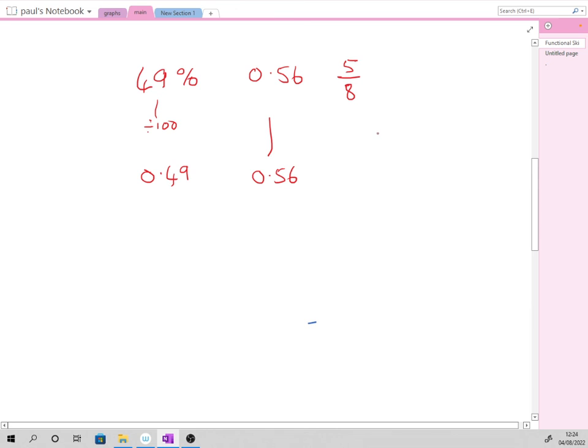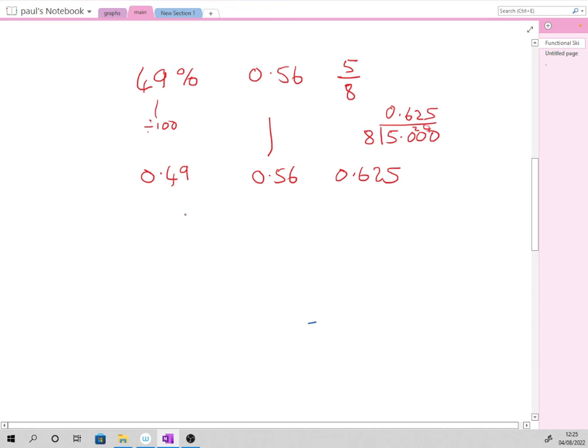And 5 divided by 8. So 8 into 5 don't go. 8 into 50 is 6, 8 sixes are 48. 2 left over. 8 into 20 is 2, 8 twos are 16 with 4 left over. 8 into 40 is 5, so 0.625. Right, so you can now see which is the biggest, the smallest, and the next.